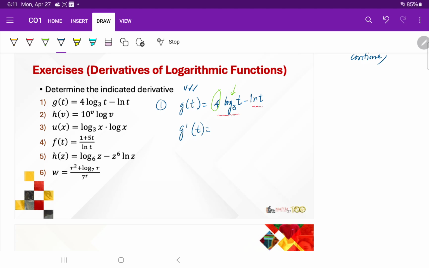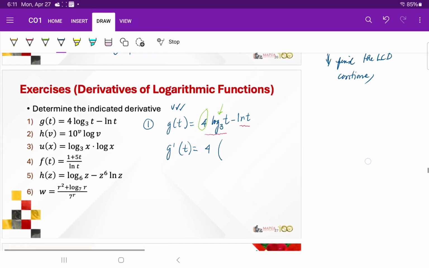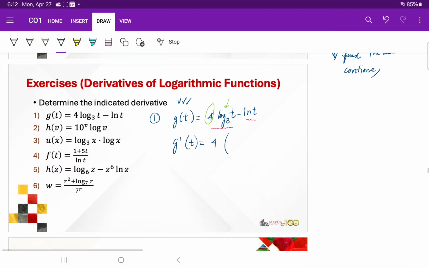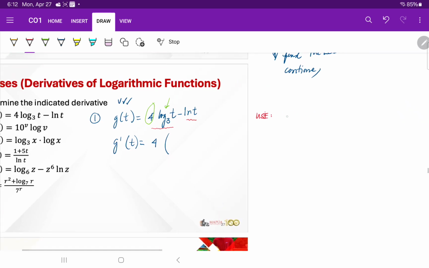What do we do if we have a constant times a function? We copy the constant first and then we multiply that by the derivative of log of t to the base 3. And how do we find the derivative of the log of a number to any base a? Again, let's write the formula. The derivative of the log of u to the base a is 1 over u times the log of e to the base a times du dx.